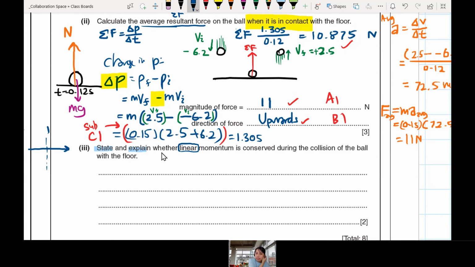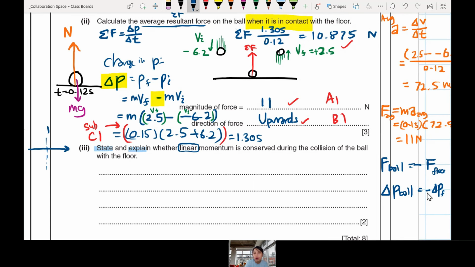So is it conserved? How do you know if it's conserved or not? Momentum is like this: change in momentum initial equals change in momentum final. But where did this equation come from in the first place? Actually, Newton's third law. The force on the ball equals the force on the floor, in equal and opposite directions. From this, we can say that the change in momentum of the ball is equal and opposite to the change in momentum of the floor.